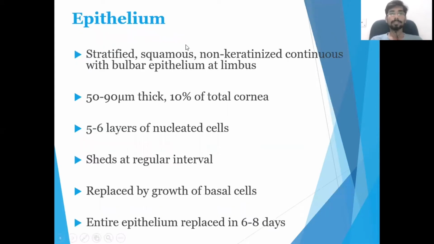The epithelium is stratified squamous non-keratinized epithelium. It continues with the bulbar epithelium at the limbus. It is 50 to 90 micron in thickness, with 5 to 6 layers of nucleated cells. They shed at regular intervals and are replaced by growth of the basal cells. The entire epithelium is replaced in 6 to 8 days.